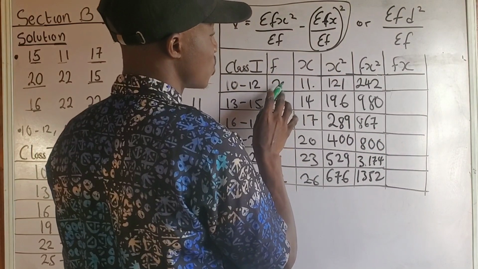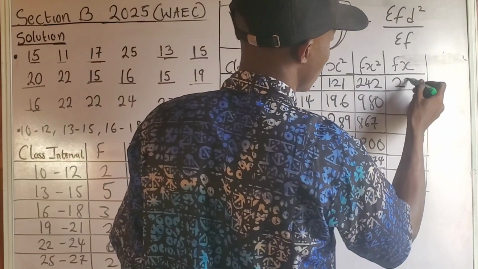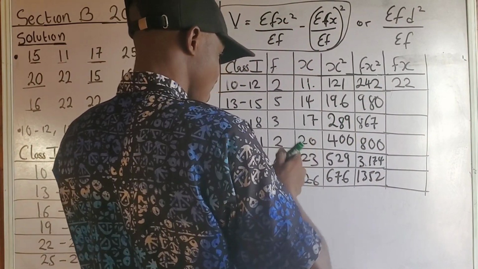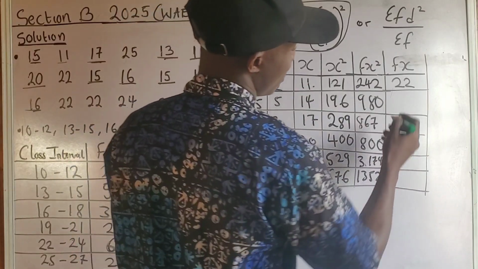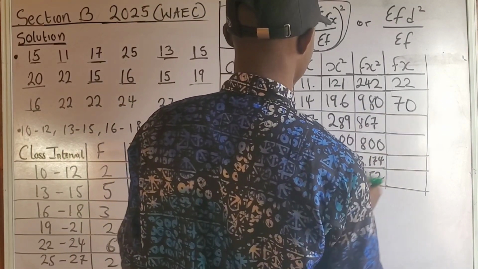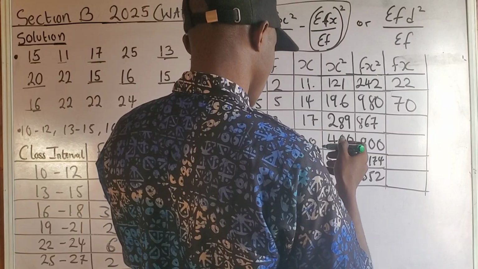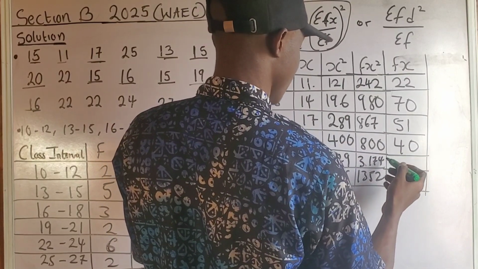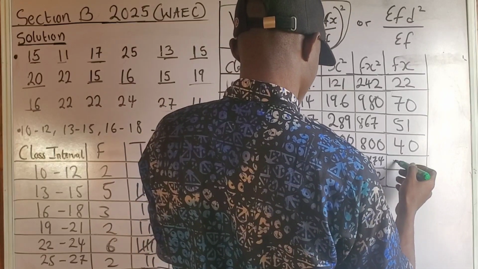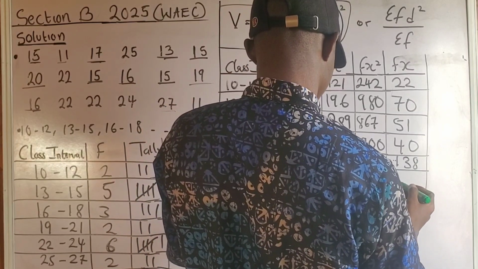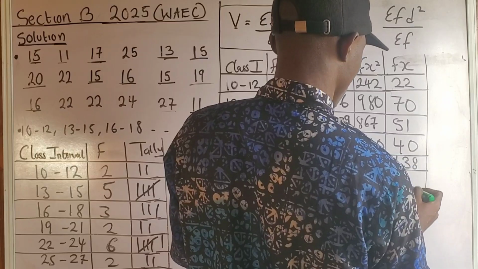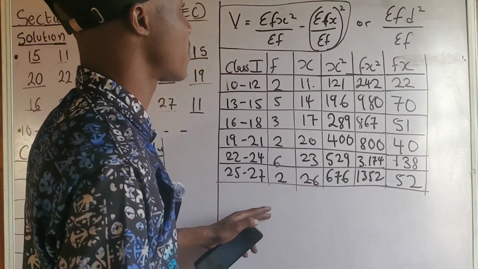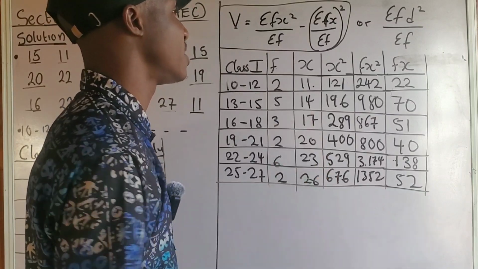So for this, 2 times 11, that is 22. 5 times 14, that is 70, right? Then here, 3 times 17, that is 51. Here is 40. Here, that is 138. Then 52. Okay. So, with respect to what we have on this table, we can proceed to calculate the variance.